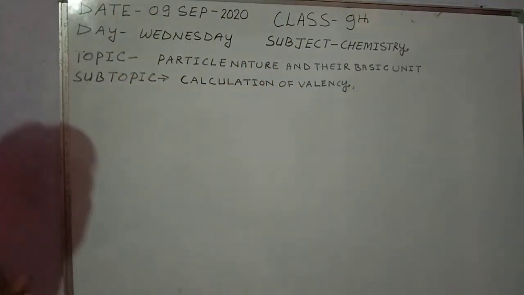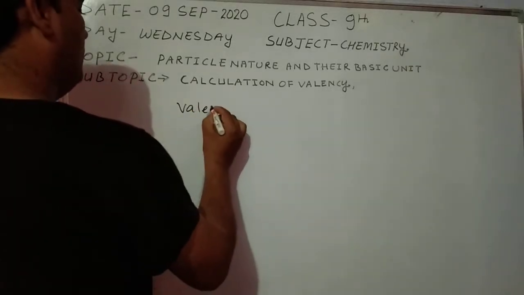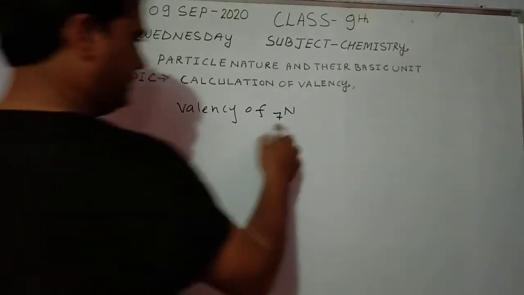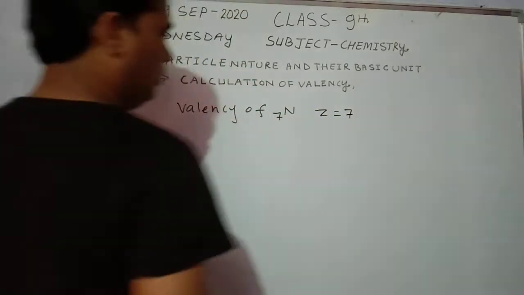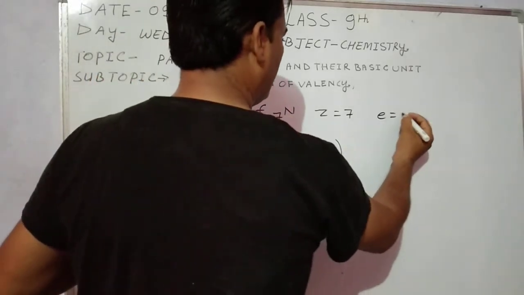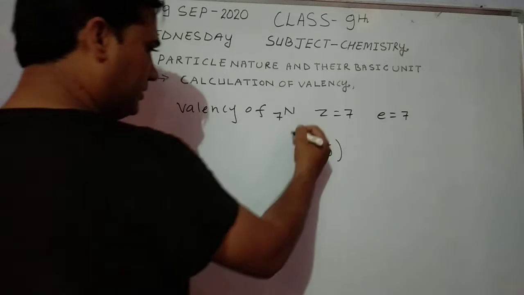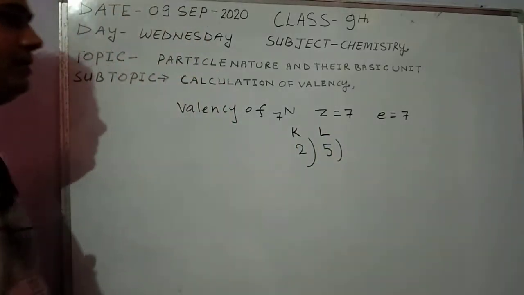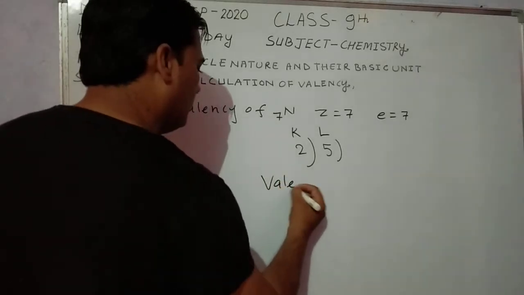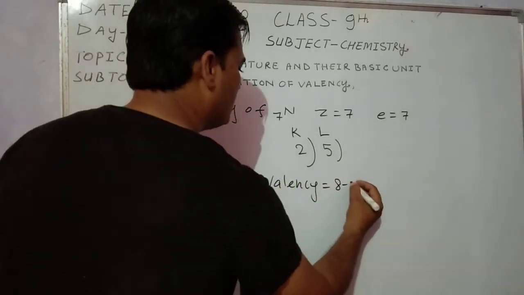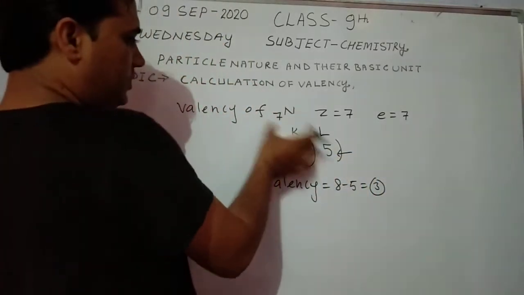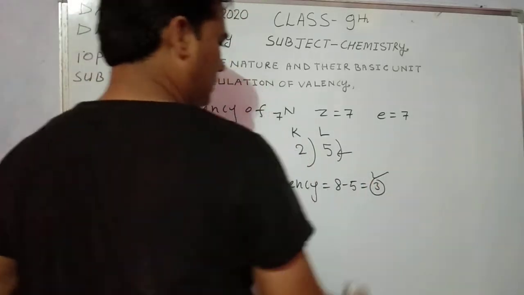For example, valency of nitrogen. Symbol is N, atomic number is 7, so Z is equal to 7. So the first shell contains 2 electrons and the second shell contains 5 electrons. Total number of electrons is equal to 7. The first shell is the K shell and the second shell is the L shell, which contains 5 electrons. So the valency is equal to 8 minus 5, that is 3, because to complete its octet nitrogen requires 3 electrons, so its valency is equal to 3.